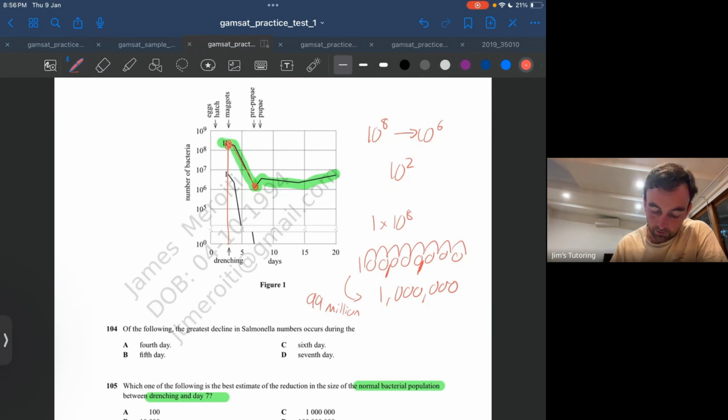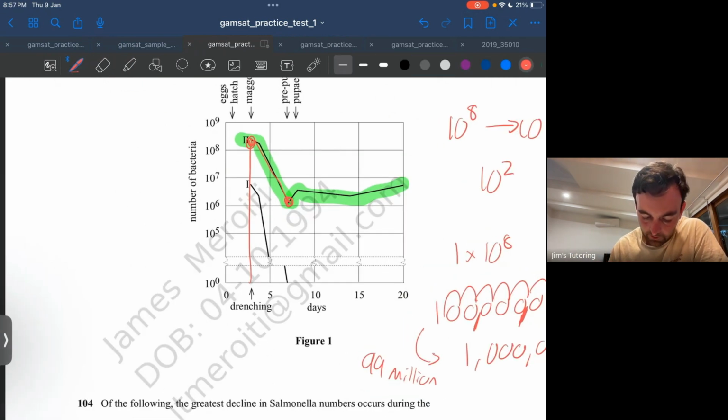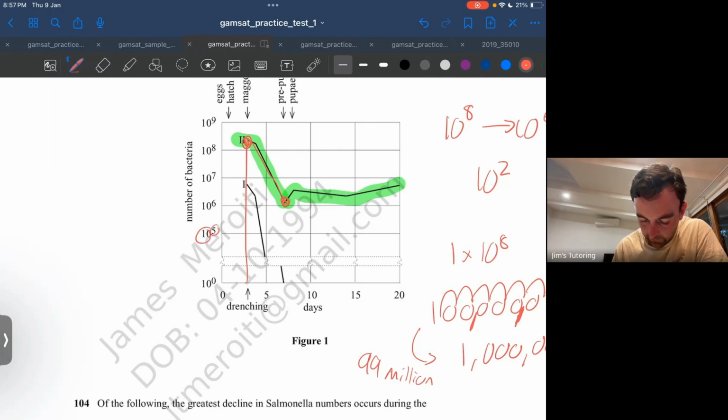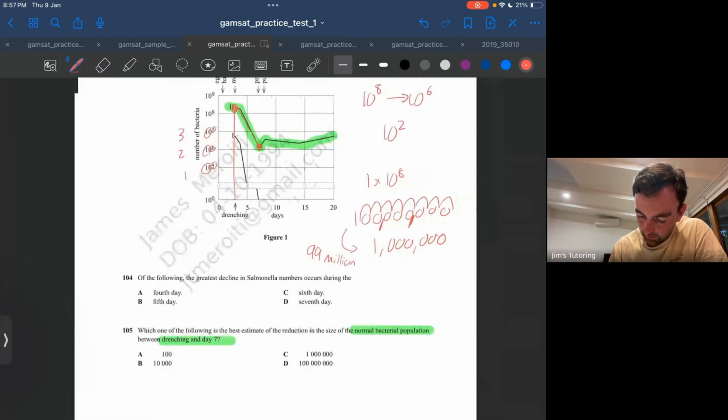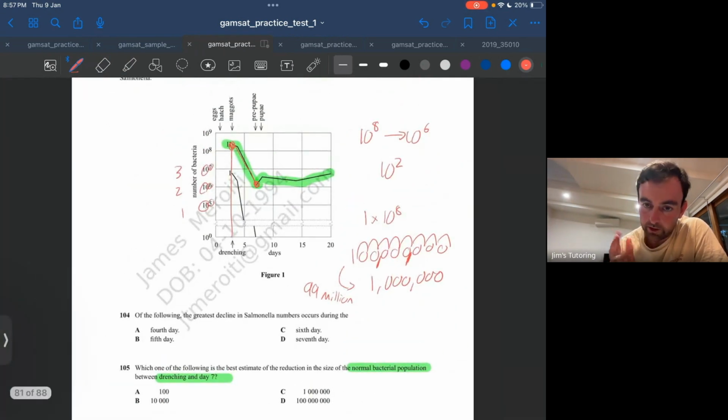I think it'll either say something like log 10 to the 6, but what I mean by a log scale is more an exponential scale. So if you see things like 10 to the 5, 10 to the 6, 10 to the 7, it's not a linear scale. Linear would be 1, 2, 3. This is going up in powers of 10. So yeah, it's a bit of a trick here.